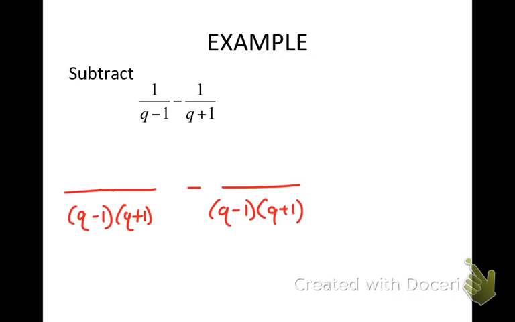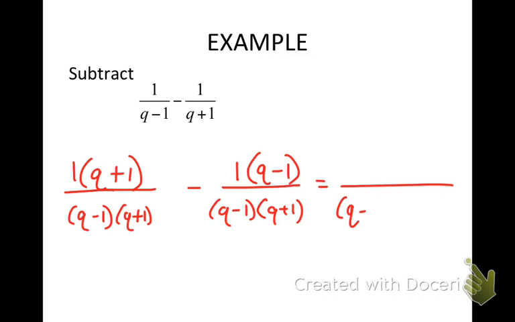So what am I originally missing in the first fraction? I'm missing the q plus 1. So I'm going to take that 1 and multiply it by q plus 1. In my second fraction, I'm missing the q minus 1. So I'm going to take that 1 that's already in the numerator and multiply it by q minus 1. So now my denominator is q minus 1, q plus 1.